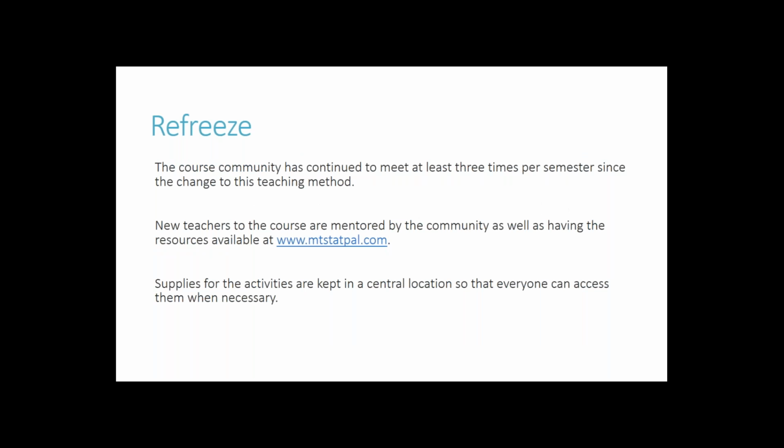In the time that has followed the year that I was talking about, the course community has continued to meet, not as frequently. We're not meeting every 2 weeks anymore, but at least 3 times a semester. And during the year that we implemented this method, each of the teachers got a small stipend for participating in the course community, but that stipend has gone. We don't have that grant support anymore, and yet the teachers still show up to the course community meetings just because they find that it really helps.